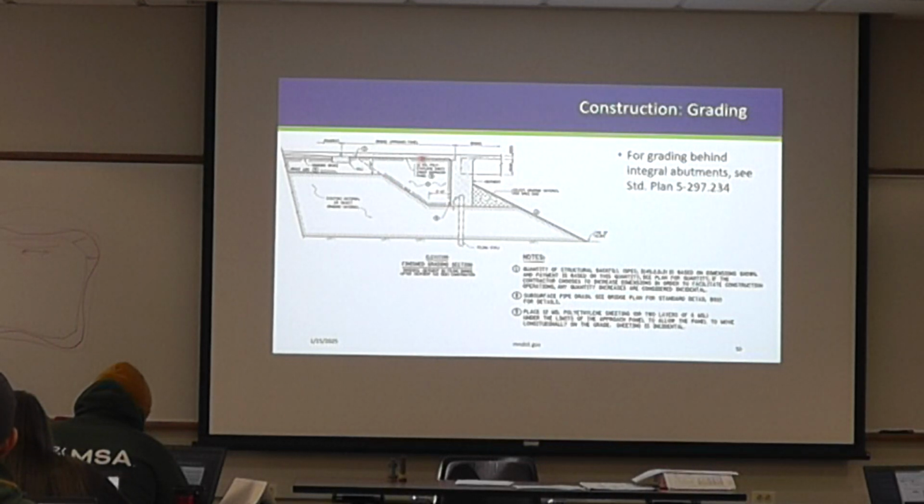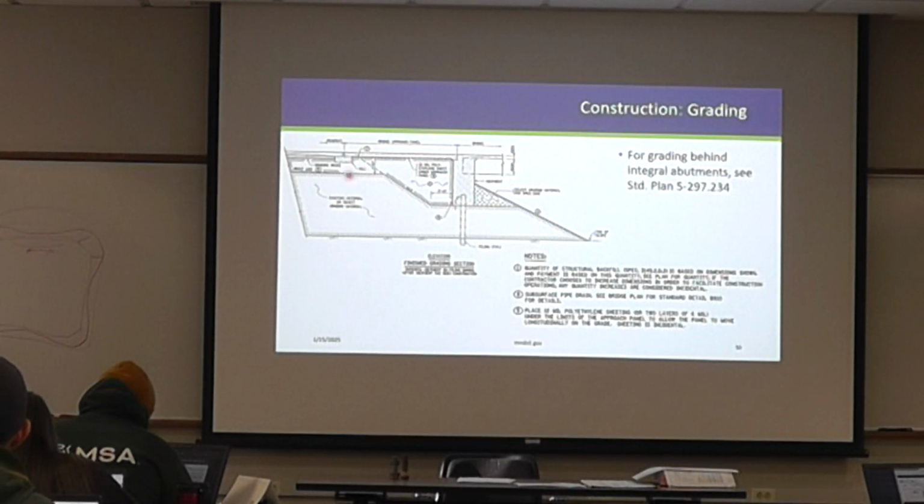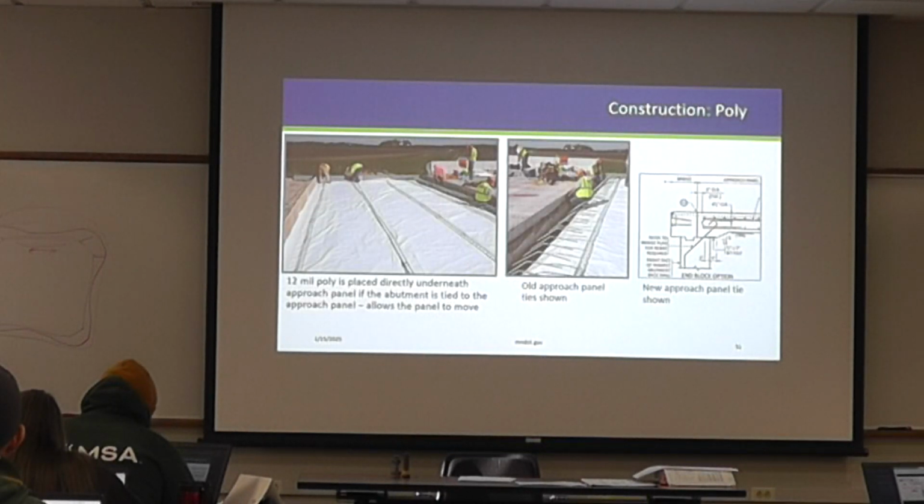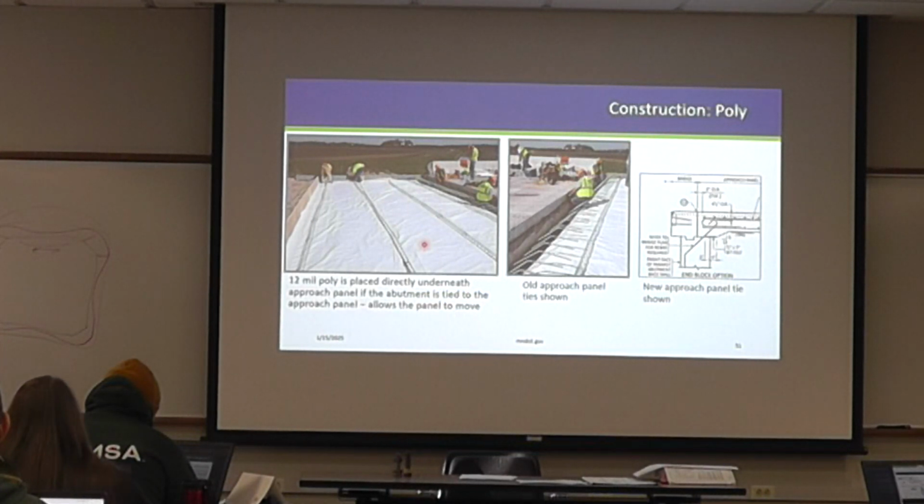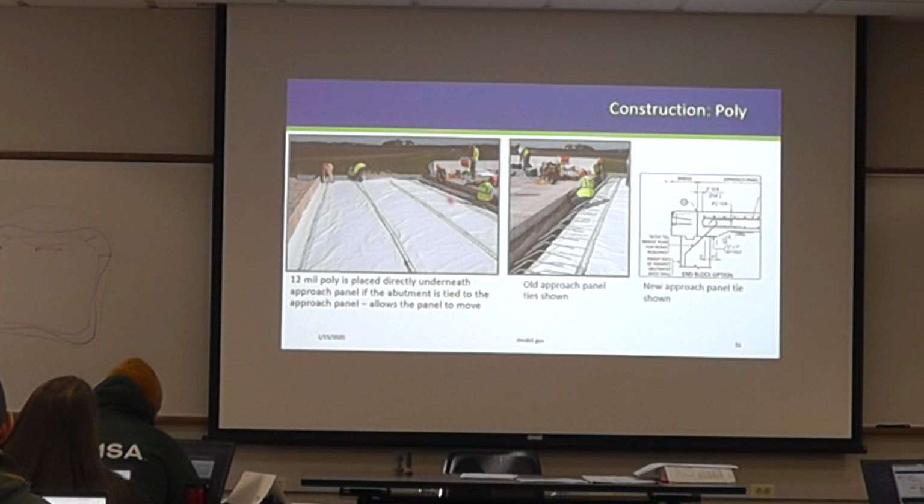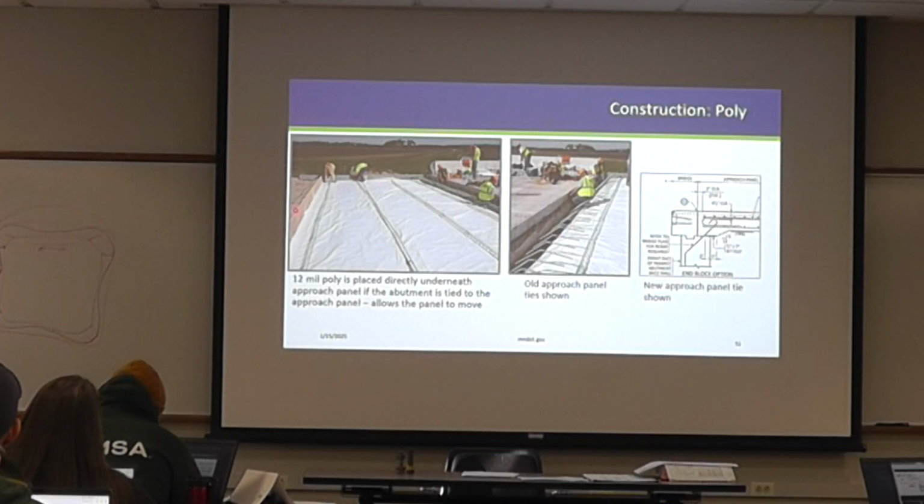Similarly for integral abutments, I just showed this 234 detail. Structural backfill back here. Again, this is typically going to be on piling. So again, having good quality material below the sill and below the approach panel is important. A few photos from construction, just showing the polyethylene. Place that directly below the approach panel. That's really going to help us get the thermal expansion that we need, so that we're not introducing stresses into our bridge or the roadway. Hopefully all those stresses go into that joint, the E8 or E5 joint, the approach panel roadway interface.